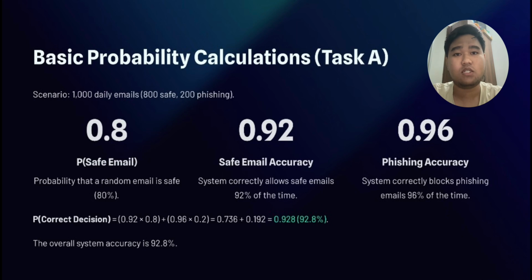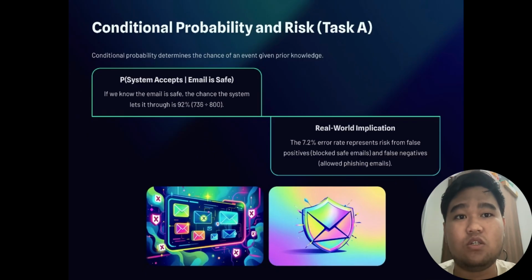So the probability of a correct decision: I calculate 0.92 multiplied by 0.8, which is 0.736, and then plus 0.96 multiplied by 0.2, which is 0.192. So I get 92.8%. So the overall system accuracy is 92.8%.